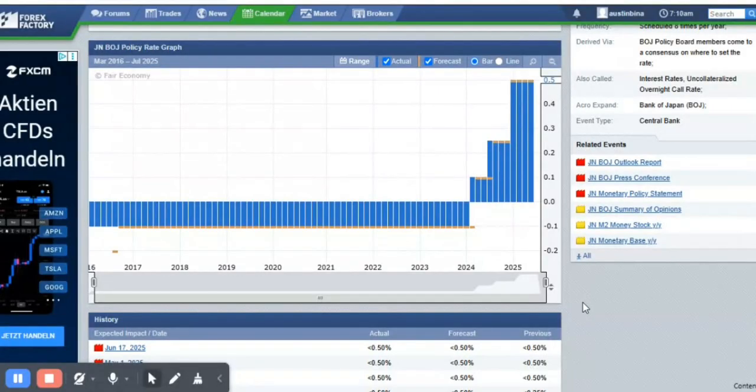So today we'll be analyzing JPY using Yen Basket, right? Yen Basket is actually the benchmark asset for JPY, which is Japanese yen. So before we take a look at the technicals, let's quickly look at the fundamental perspective, right?